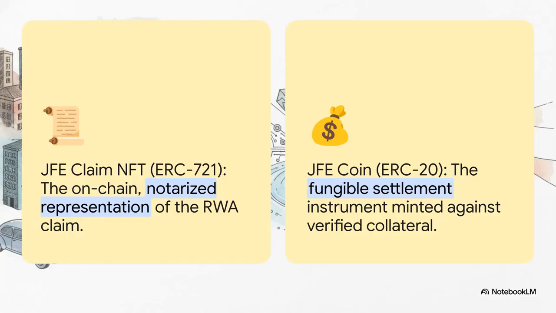After that, a minting ratio is applied, and that gives you the final amount of spendable tokens you can generate. Now, what's really interesting is that this minting process doesn't just create one thing. It creates two different types of tokens. On the left, you have a unique NFT, an ERC-721. Think of this as the digital title deed to your specific claim. It's one of a kind, and it proves you own the underlying asset. Then on the right, you have the JFE coins, which are ERC-20 tokens. These are the fungible, spendable coins. So the NFT is the deed, and the coins are the liquid cash you can actually use.